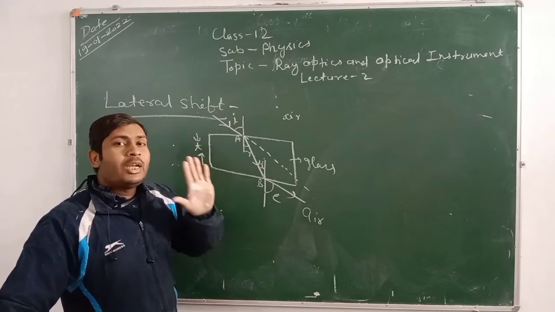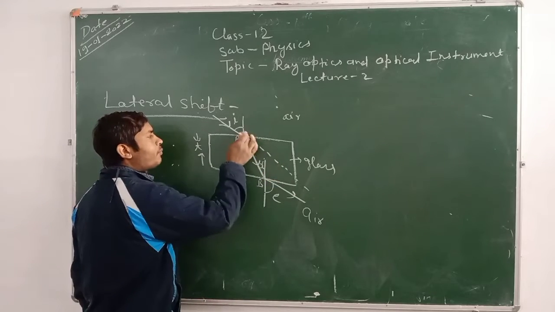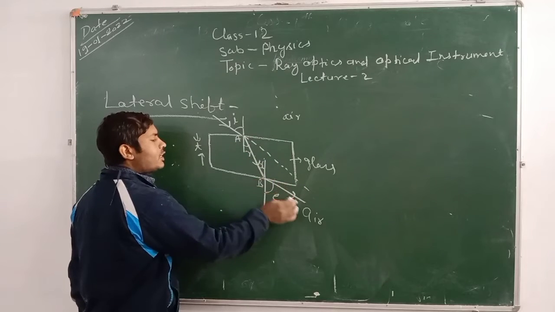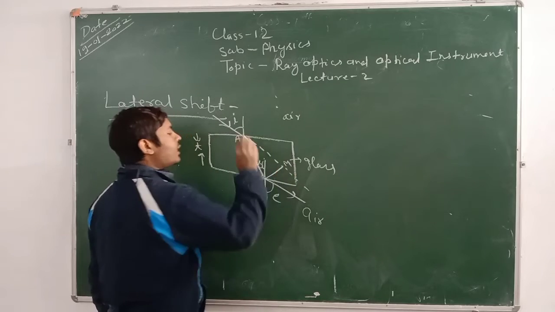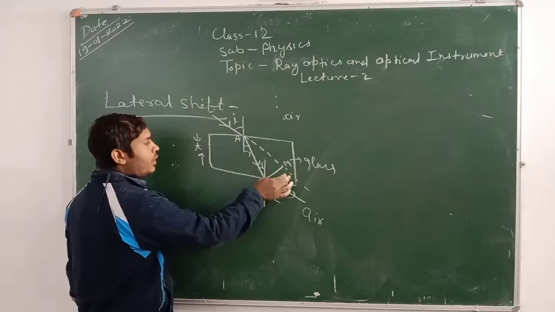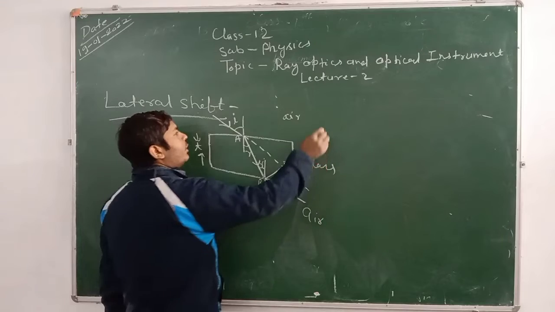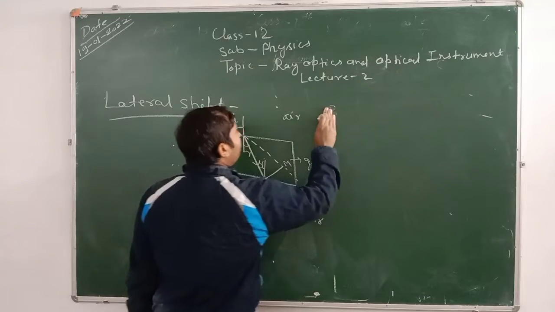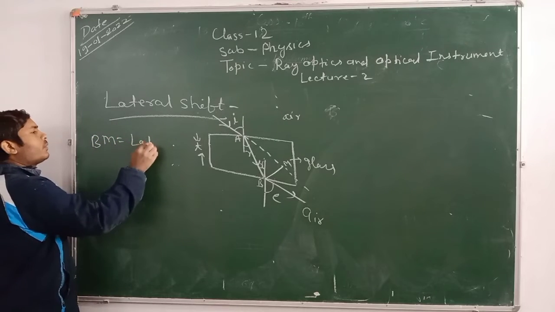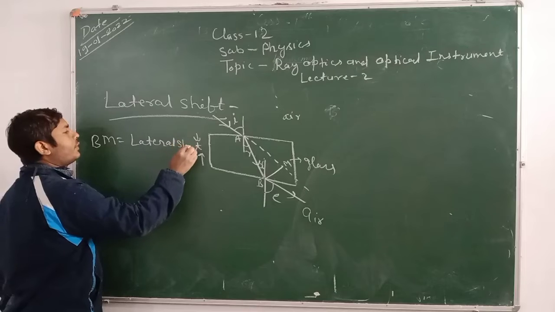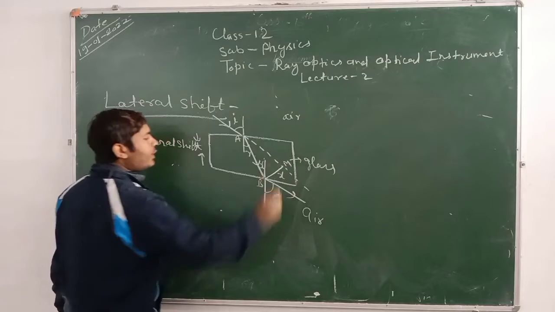So what is the lateral shift? Lateral shift is the perpendicular distance between this incident ray and this emergent ray. So I am drawing a perpendicular, and this perpendicular is, let us say, BM. BM is the perpendicular on the incident ray, and this distance is known as the lateral shift. BM is the lateral shift, and I am indicating this BM by S.